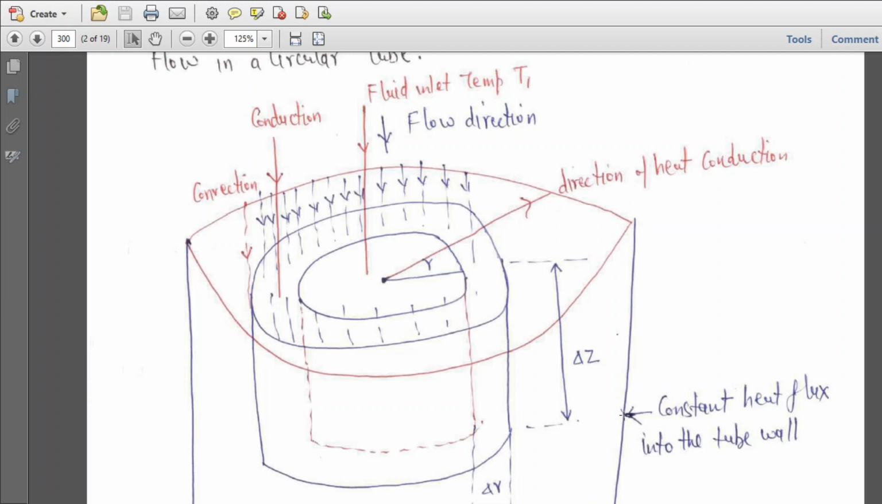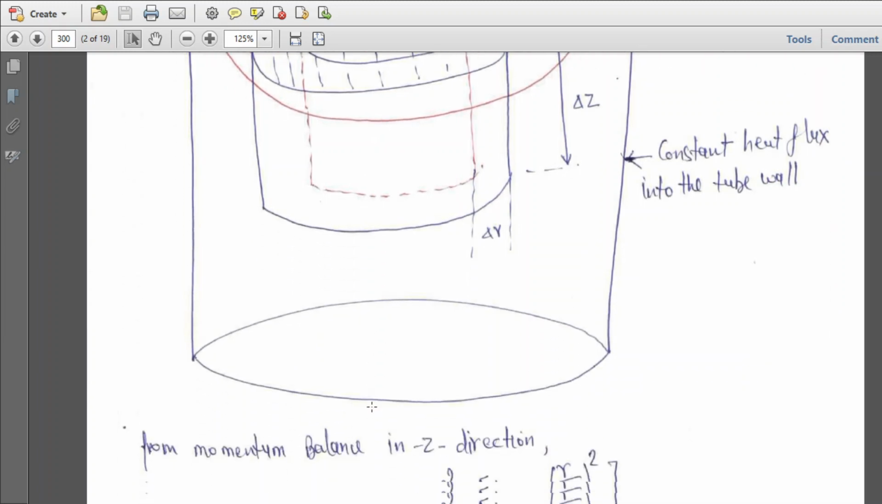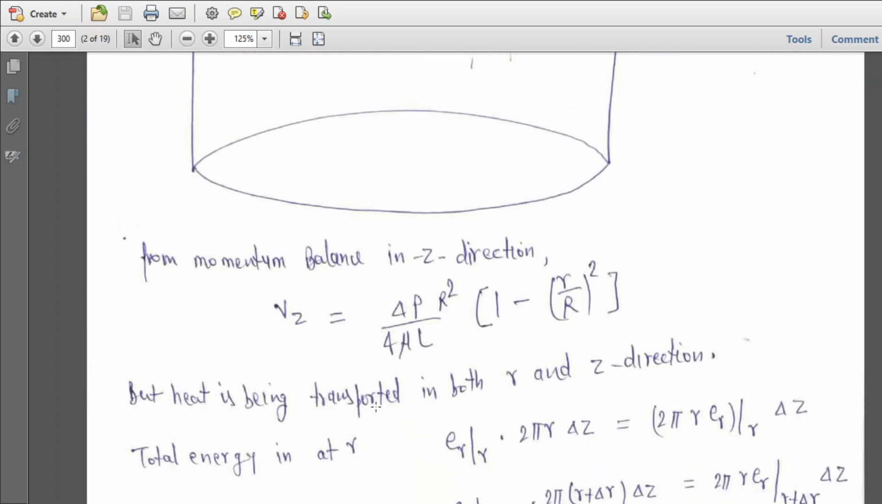Due to that, the conduction heat transfer will take place in the radial direction, which will provide the heat to the fluid, and convection will be taking place in the flow direction here. So this is what we have here. Now we can calculate for this.